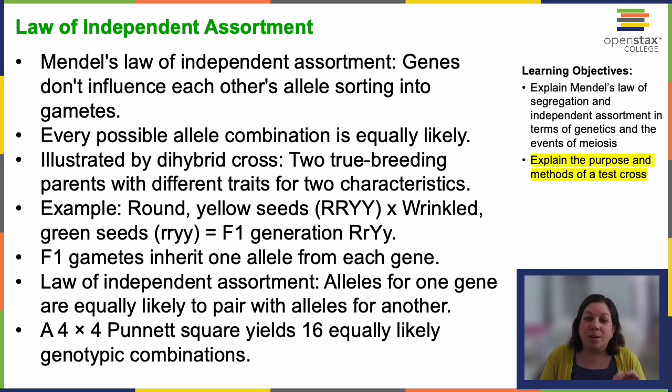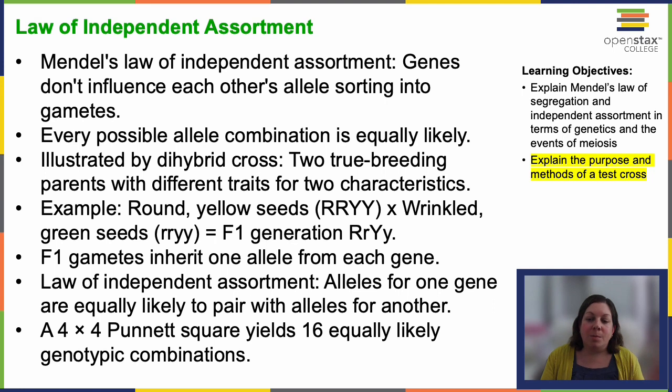Thus, there are four equally likely gametes that can be formed when the fully heterozygous capital R little r capital Y little y is self-crossed. So you're gonna have big R big Y, little r big Y, big R little y, little r little y. Don't worry, we've got a picture that we'll look at in a second.